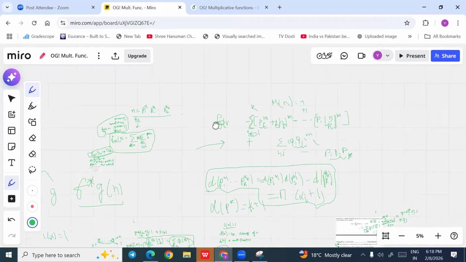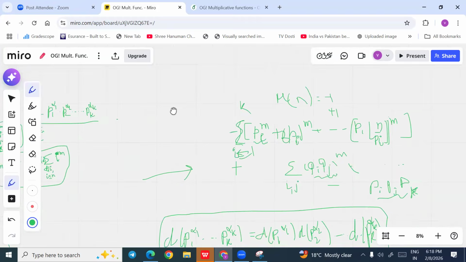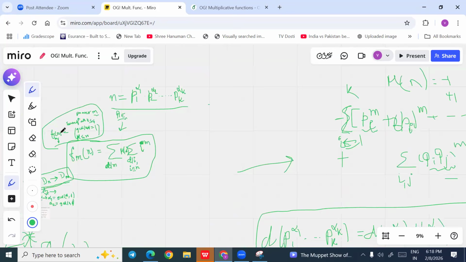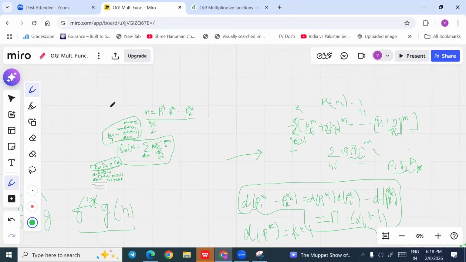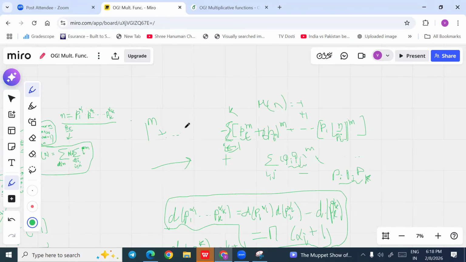Can you summarize the idea of this once more? Okay, sure. The idea was the principle of inclusion-exclusion. What do you want? You want the sum of all powers m of the coprime numbers, right? So you first sum the power m for all numbers, till n to the m.